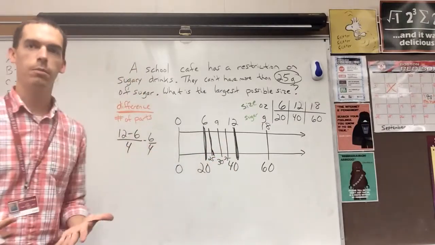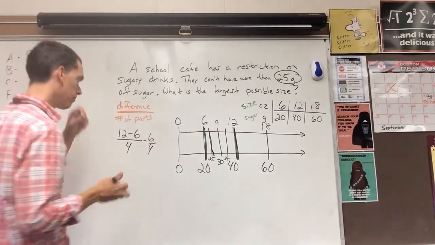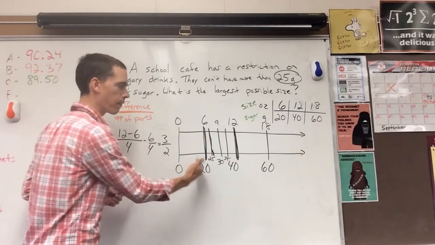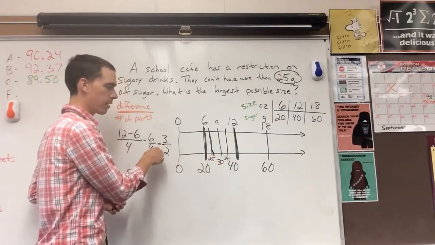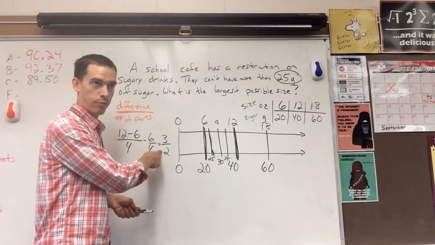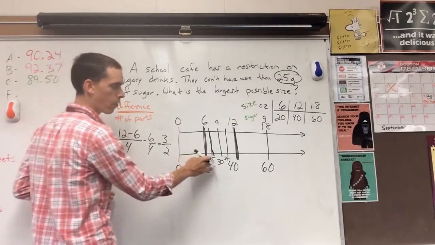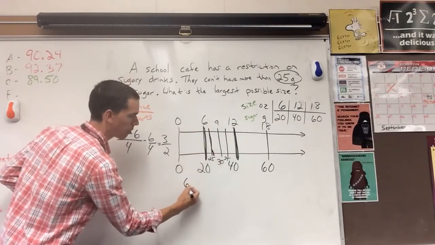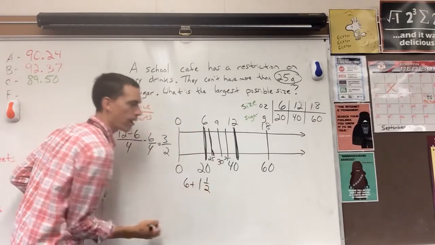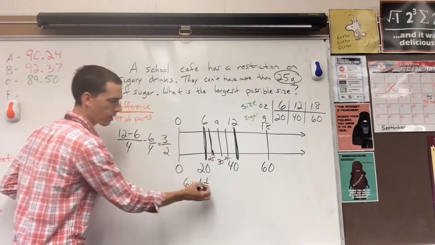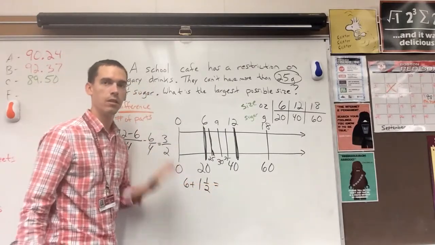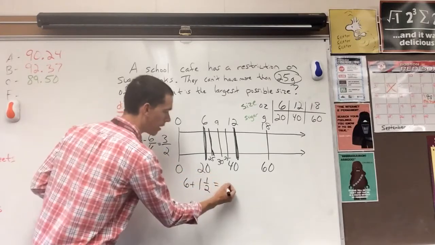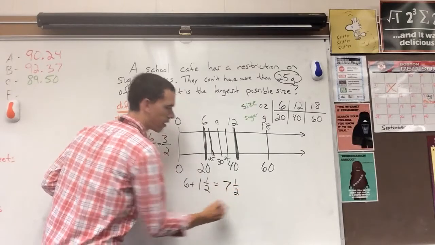And 6 over 4 can be simplified. It can be reduced. We divide by 2, and we have 3 halves. So for every jump up by 5 grams of sugar, that is 3 halves or 1 1/2 ounces. So if we're moving one spot to 25, we have 6 plus 1 1/2 ounces, which gives us our total size of this kind of mini can of sugary drink. Maybe it's really tasty, is 7 1/2.